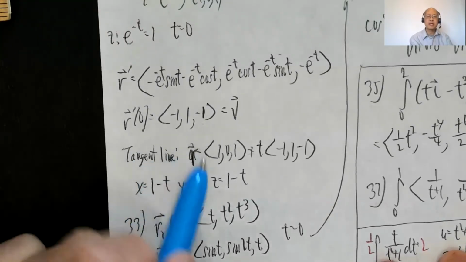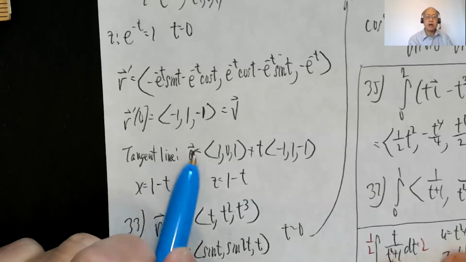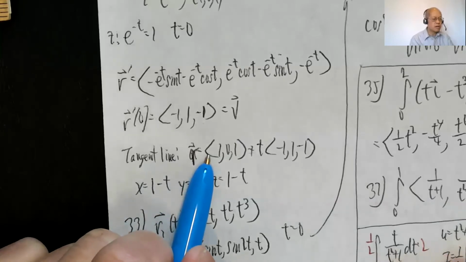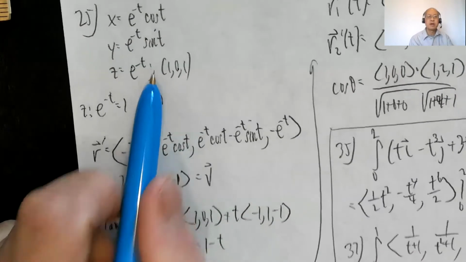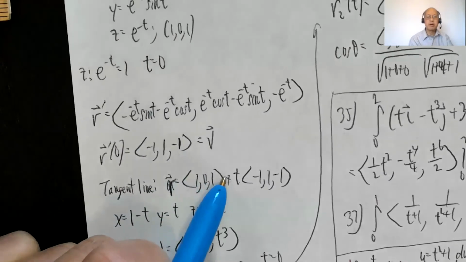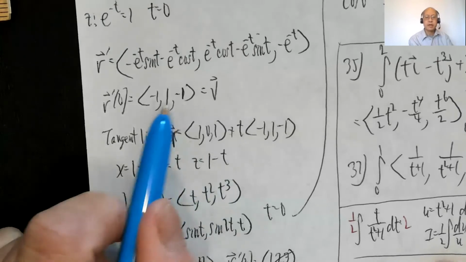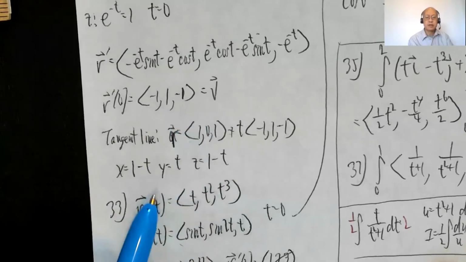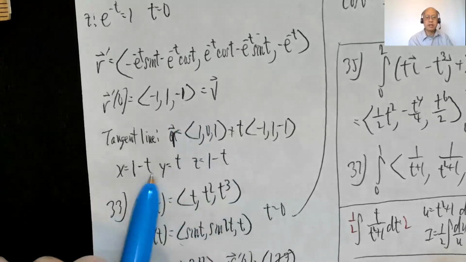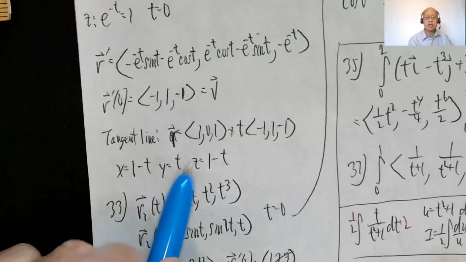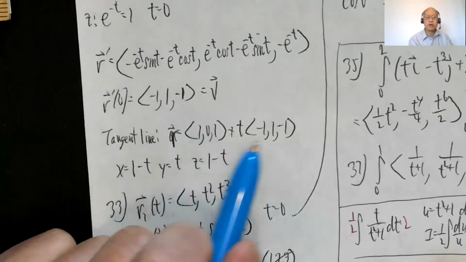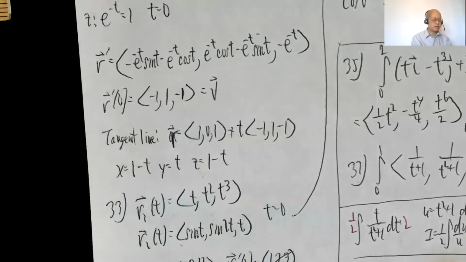Okay, so tangent line, r is (1, 0, 1) plus a scalar multiple of (-1, 1, -1). Okay, so that's just going to be (1 - t, 0 + t, 1 - t). So that's that.